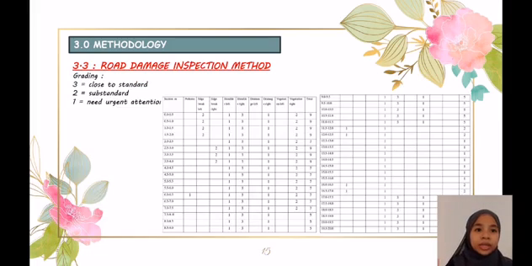Next is road damage inspection method, grading. 1 for needing urgent attention, 2 substandard, and 3 for close to standard. That's the table that we get from the problem for the 20 meters of road.